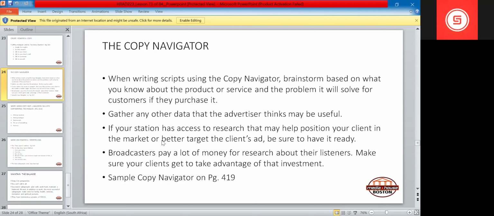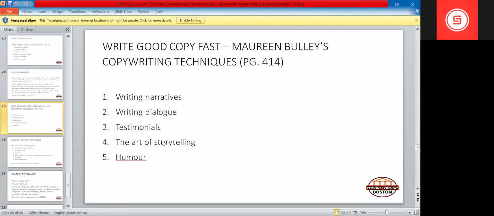If you just go back to your textbook at page 419, you'll actually see there's a sample of copy, where it says the date and the account. We put obviously the client's name there. It speaks of the marketing goal, the advertising goal, the best potential customer for this particular activation, and then what's in it for me, the benefit of this particular product that we're trying to sell and advertise. If you look on the next page, 420, it continues.